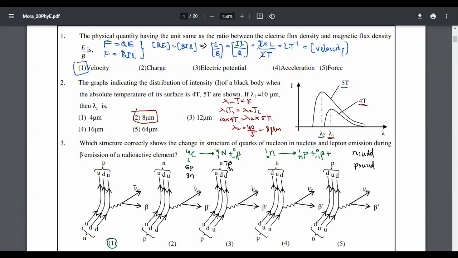This is again for people who have done quantum physics. We don't have advanced quantum physics in our syllabus. Very quite basic. Neutron has to become proton. There are only two such answers.